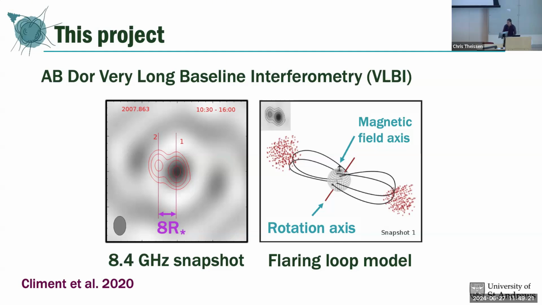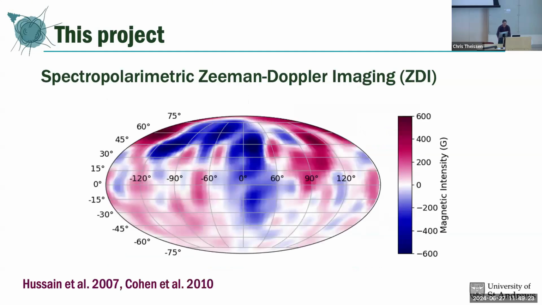The reason we thought we could do that is because we also have ZDI imaging of the same star from the same year as some of the VLBI data. And happily, I don't have to tell you about ZDI because several other people have. But the point being, we have a surface magnetic field map of this star that we can use to build a model that we can compare with the radio data.